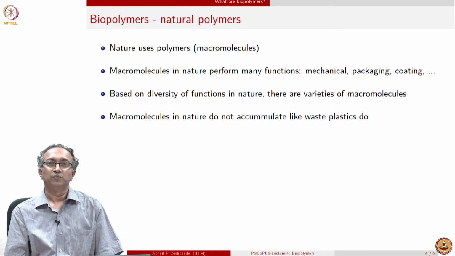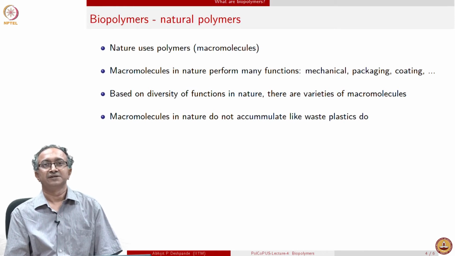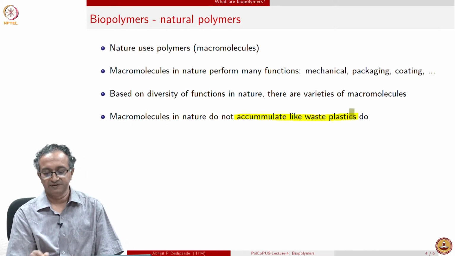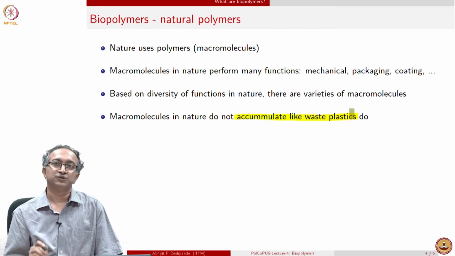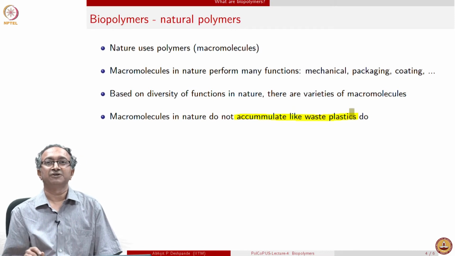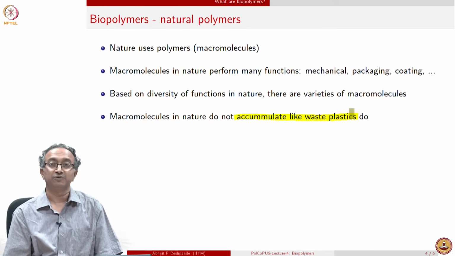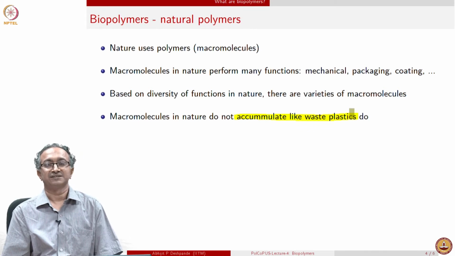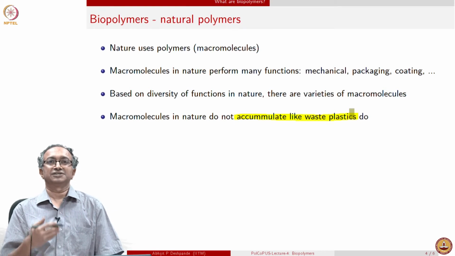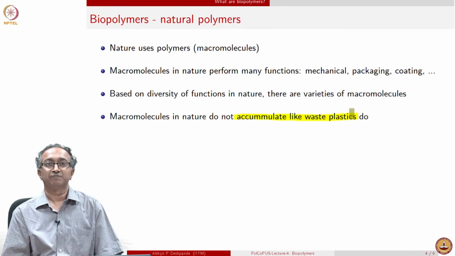And the key thing about these polymers in nature is that they do not accumulate as waste plastics. Within the natural cycles, what are called the biogeochemical cycles, the generation and consumption of these macromolecules is already built in. Therefore, there is no accumulation of these waste plastics. So, this is a key indicator, given the requirement of waste utilization and waste handling of plastics the way we use, and mainly these synthetic plastics.